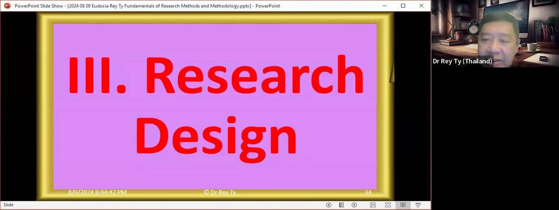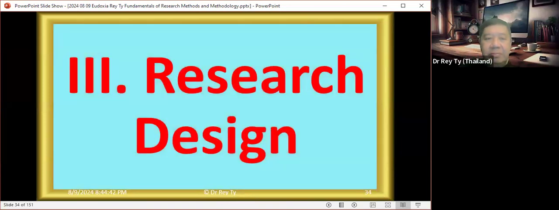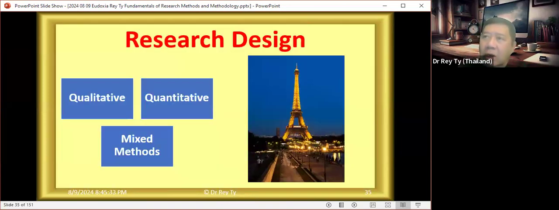Okay, so now let's go to research design. Okay, so all of them are related. You have qualitative research methodology, you have qualitative research design. So we are going deeper and deeper. The big picture, the methodology, and then we're going to design.